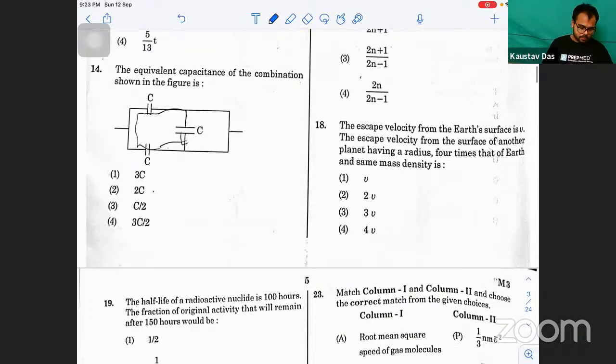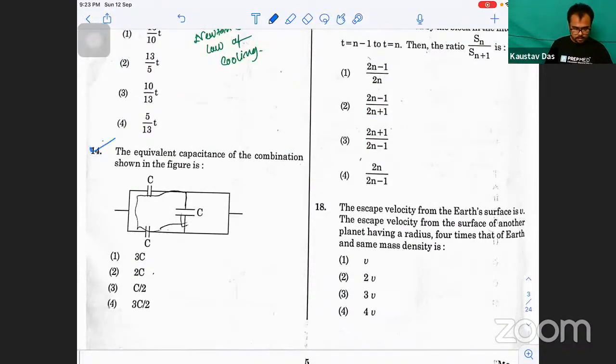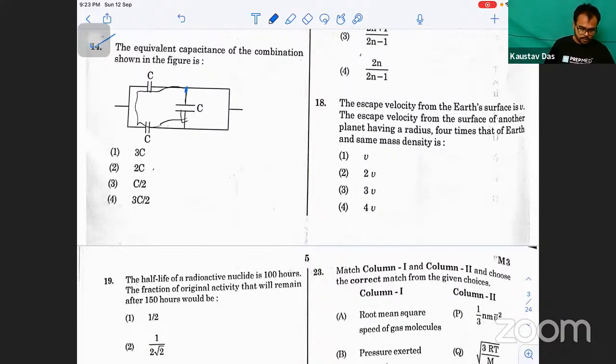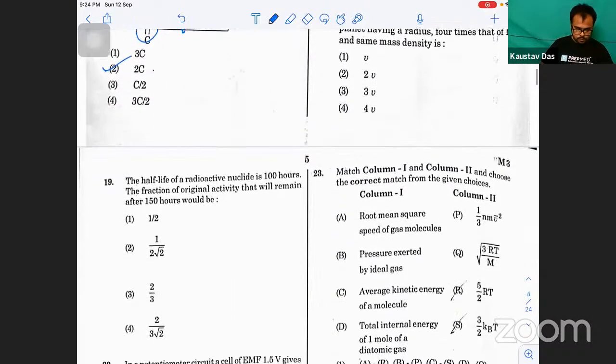Okay, now come to question number 14. The equivalent capacitance of the combination shown in the figure. Here you can understand that at these 2 points the potential is going to be constant, so this capacitor is not going to play any role. Here we have these 2 capacitors which are connected in parallel combination, so the answer is going to be 2C. Only this capacitor and this capacitor will be effective. So the answer is going to be 2C.